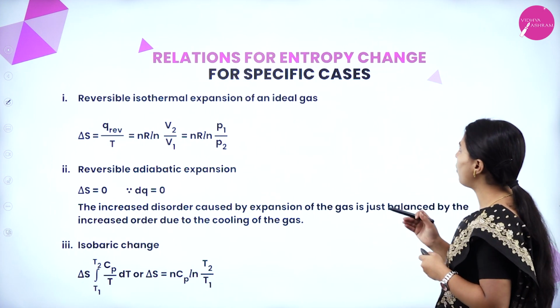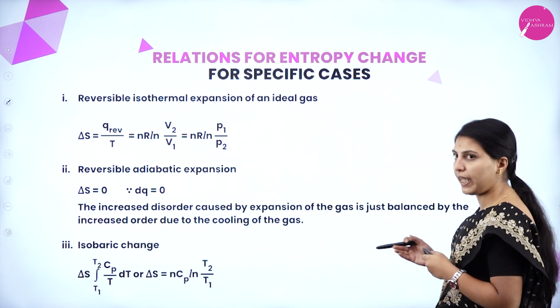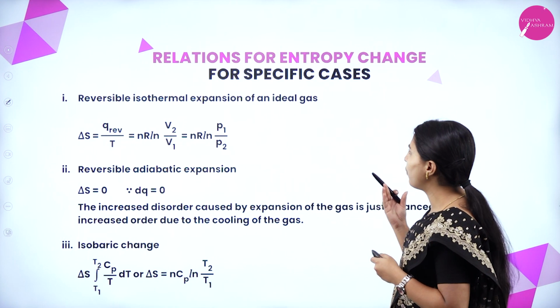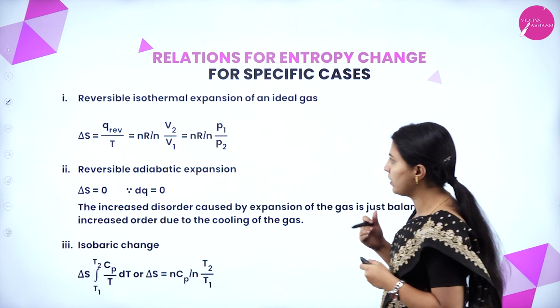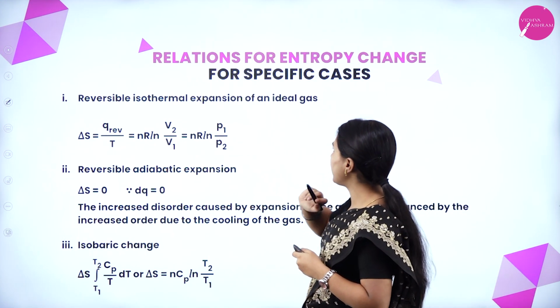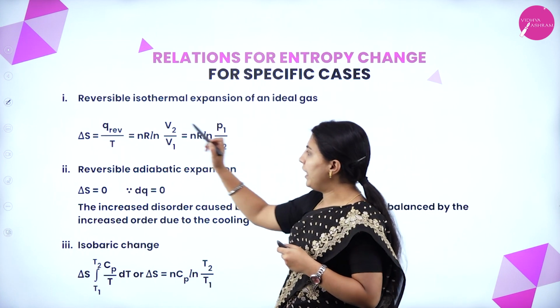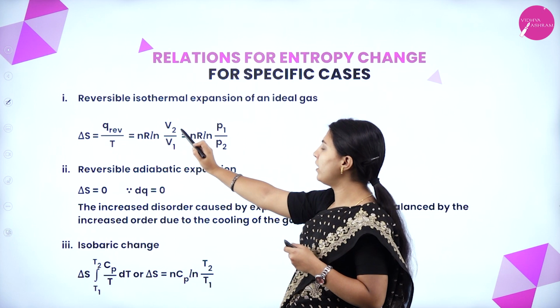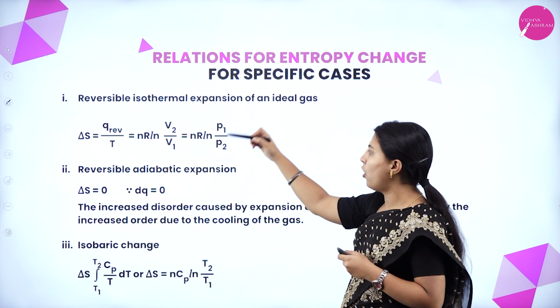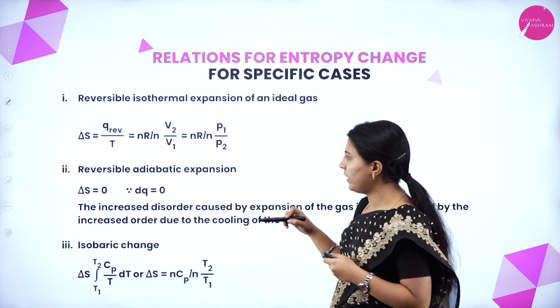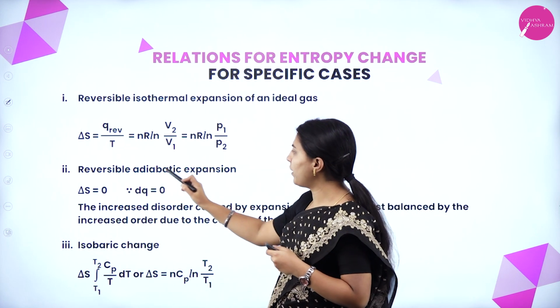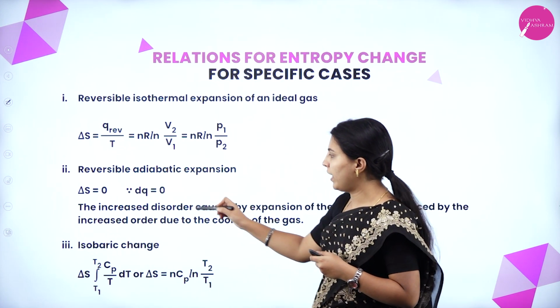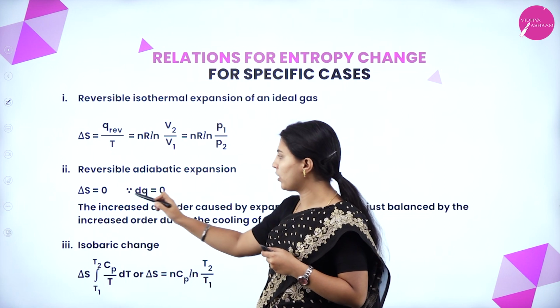Next, relations for entropy change for specific cases. What are the relations for entropy in specific cases? We'll see. Reversible isothermal expansion of an ideal gas: entropy change is equal to Q reversible by temperature, equal to nR ln V2/V1 or nR ln P1/P2, which you can also write. In the second case, reversible adiabatic expansion, the heat is 0.